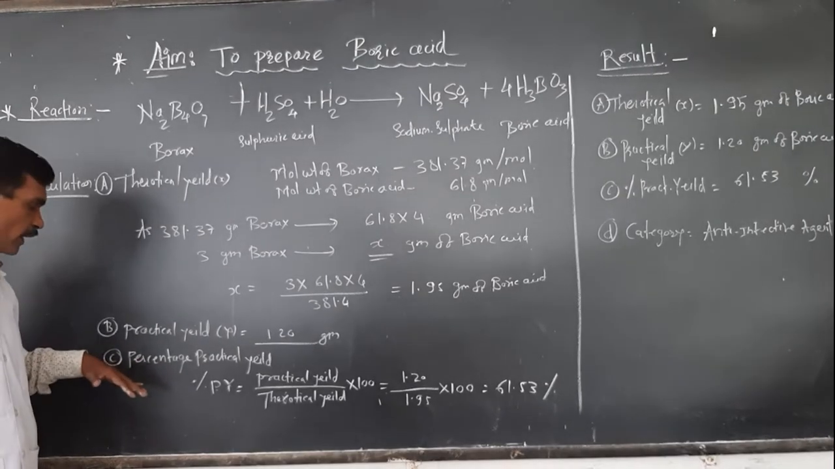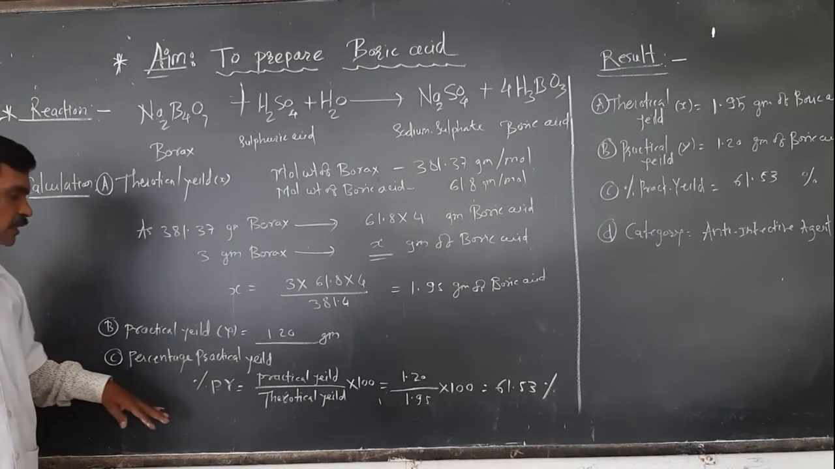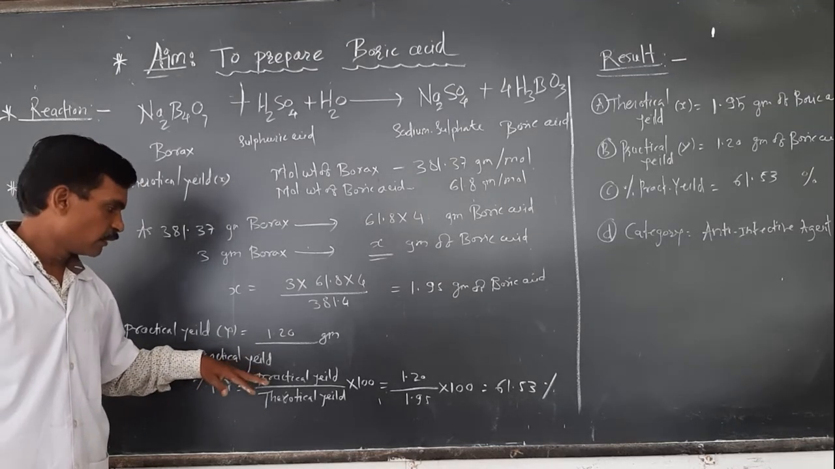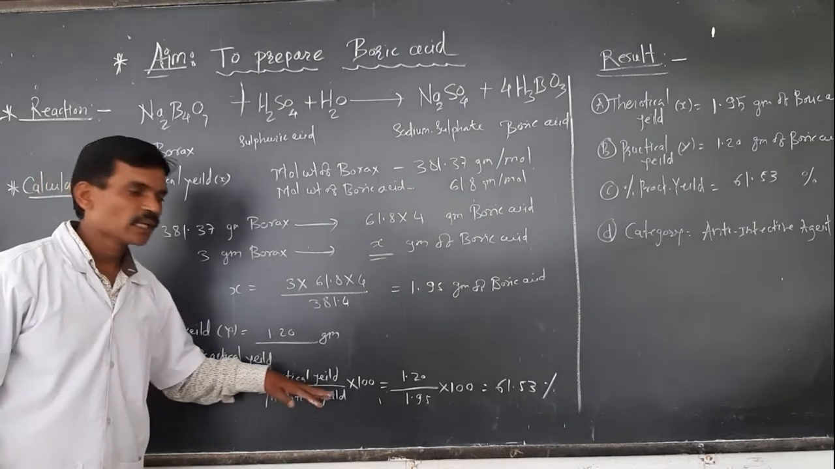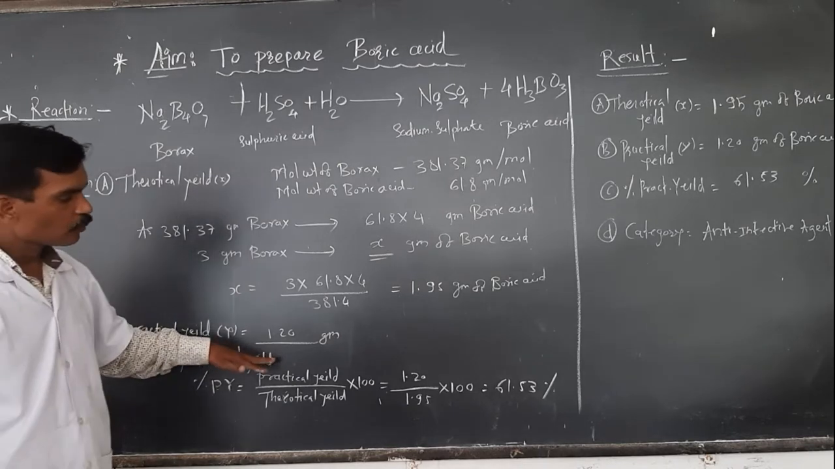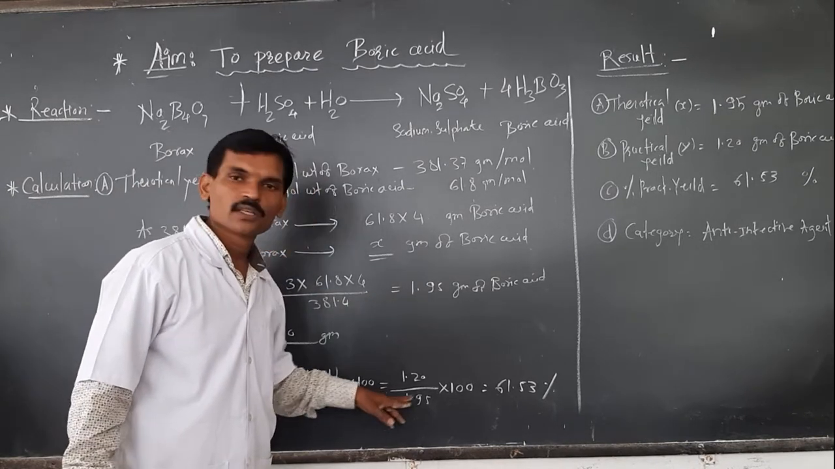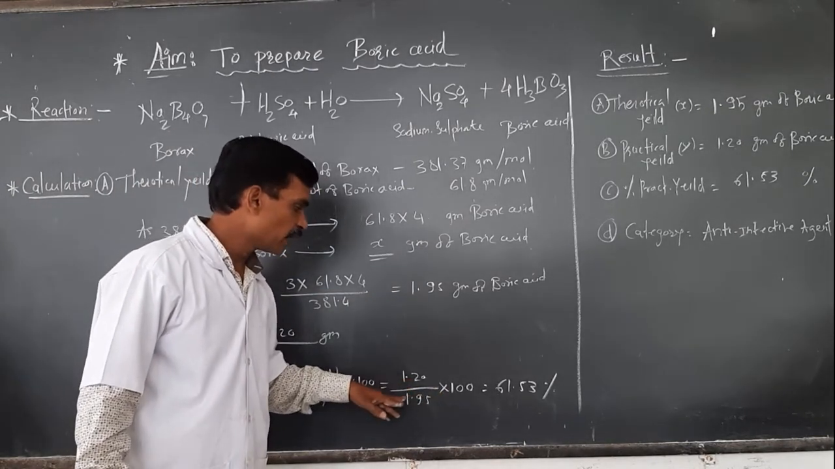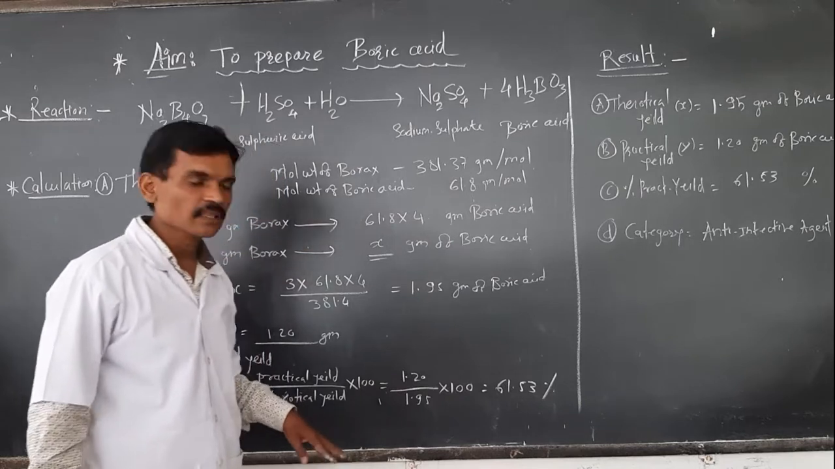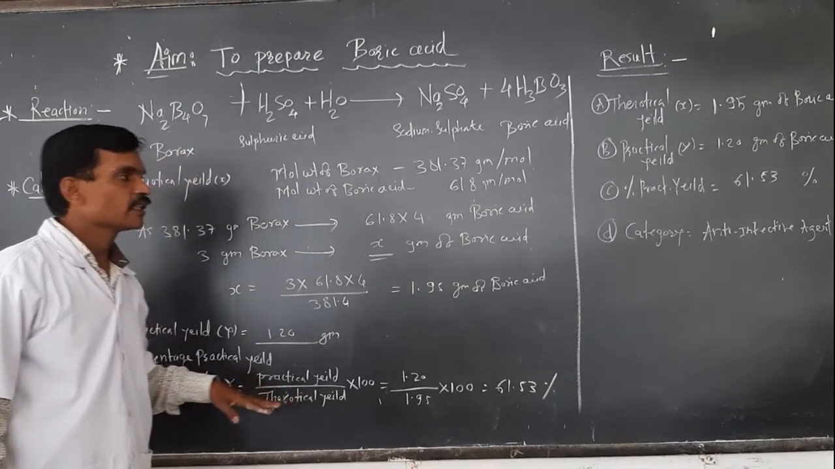So now our next step is to calculate the percentage practical yield. How is it calculated? The percentage practical yield can be calculated by a very simple method. We have to divide the practical yield by the theoretical yield and multiply that by 100. Here our practical yield is 1.20 gram and theoretical yield is 1.95 gram. So we will divide 1.20 by 1.95 and multiply it by 100. So we will get the percentage practical yield. So here we got 61.53% practical yield.